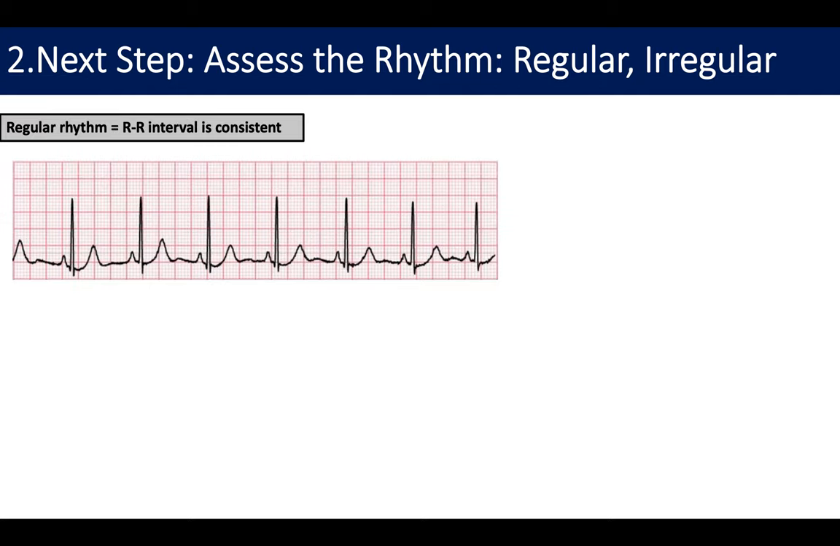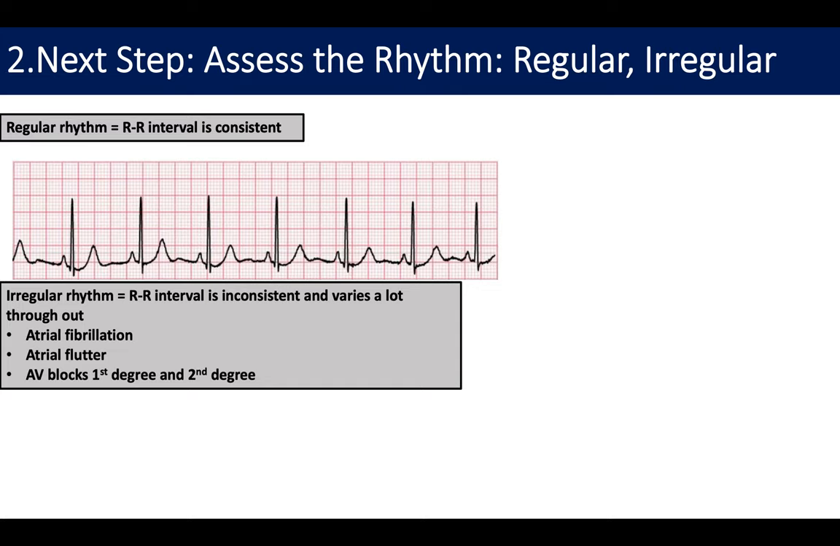Don't think about sinus rhythm yet, just whether it's regular or irregular. You can have a regular sinus or irregular non-sinus. A regular rhythm usually represents a constant RR interval. As you can see in this image, there's always a constant number of boxes between the RR intervals. An irregular rhythm is when the RR interval is inconsistent and varies a lot.